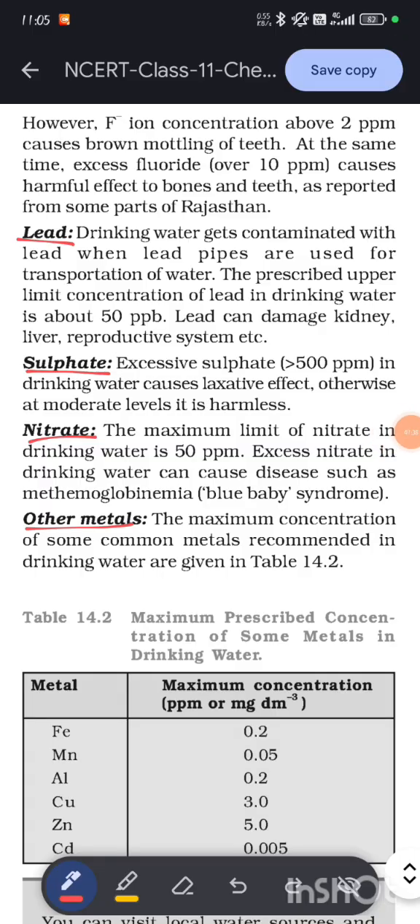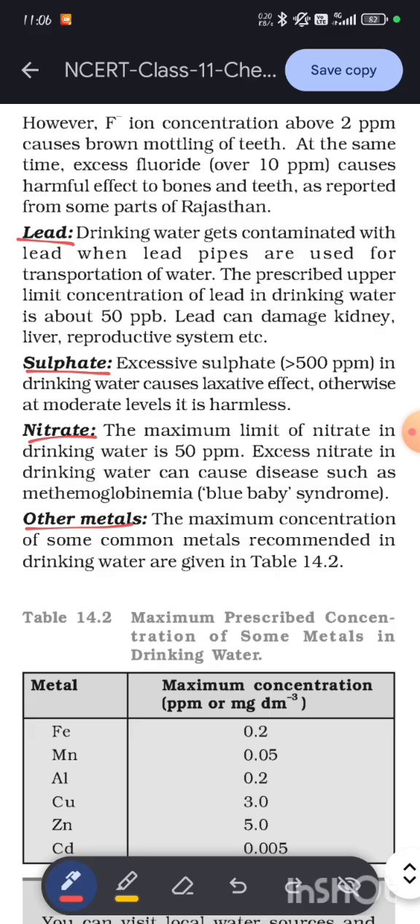Next is lead. Drinking water gets contaminated with lead when lead pipes are used for transportation of water. The prescribed upper limit concentration of lead in drinking water is about 50 ppb. Lead can damage kidney, liver, reproductive system, etc. Next is sulfate. Excessive sulfate in drinking water causes laxative effect. Otherwise, at moderate levels, it is harmless.